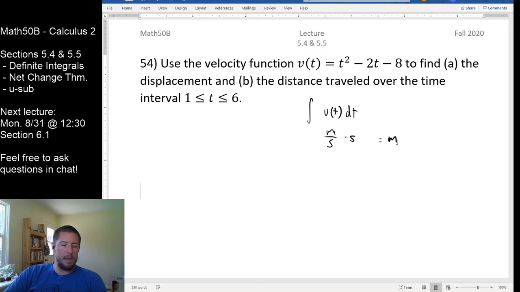So this is going to give us meters, right? This is going to give us our accumulated distance when we compute this integral, because all we're doing is adding up lots of meters per second times seconds. And that's just meters. We're adding up lots of meters terms. We're going to get a distance out of this.